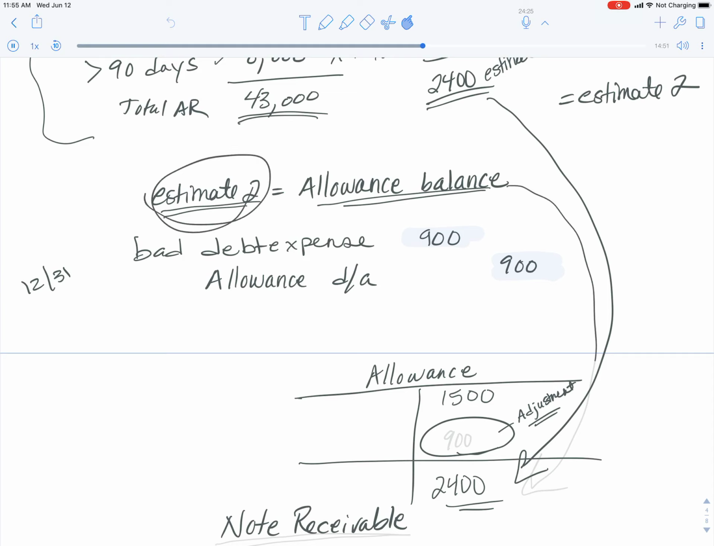So estimate 2 is different. We're calculating what our allowance balance should be. We're going to say $2,400. So the difference here is $900. So then that's what we're going to make our entry for at the end of the year. Bad debt expense, $900. Allowance for doubtful accounts, $900. So those are the two methods for recording or writing off bad debts, and then two estimating calculations for how to calculate the allowance.